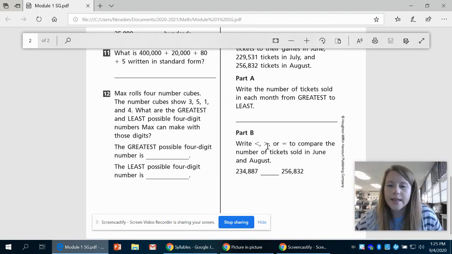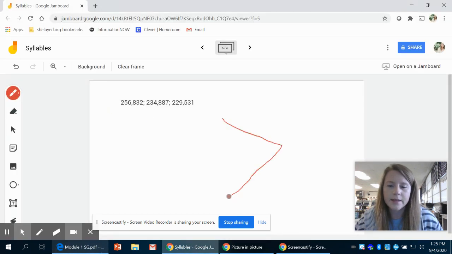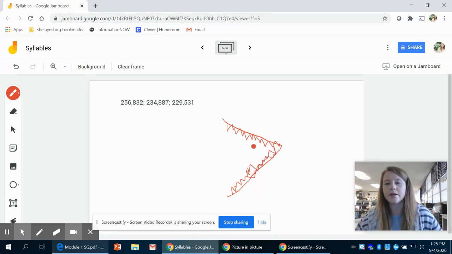Part B, write less than, greater than, or equal to compare the number of tickets sold in June and August. Okay, so all we have to do is figure out greater than, less than, or equal to. Well, we know that's not equal to because they're not the same number. Remember, if you think of that sign as an alligator mouth, here's his sharp teeth. He wants to eat the biggest meal. He wants to get the biggest number. So that would be greater than, this would be less than, okay? So he's still going to eat the bigger numbers.